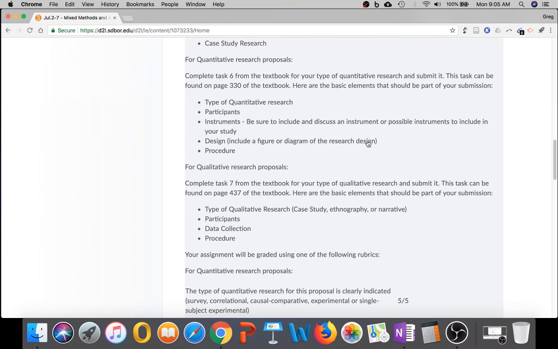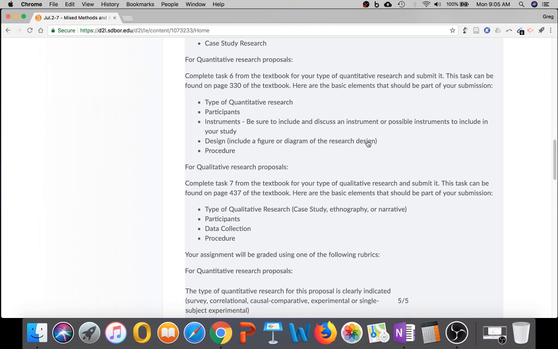And then a procedure. And that just means what procedure will you follow? What steps will you take to collect the data? You know, what's the intervention? I guess in the experimental, we call it a treatment condition. How will you implement that? What's the timeline for implementing that?